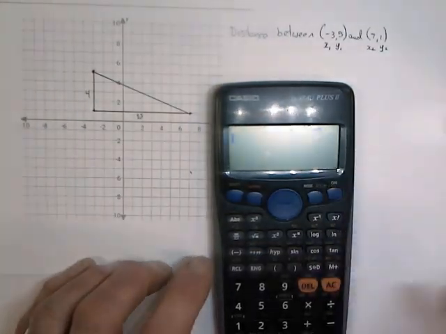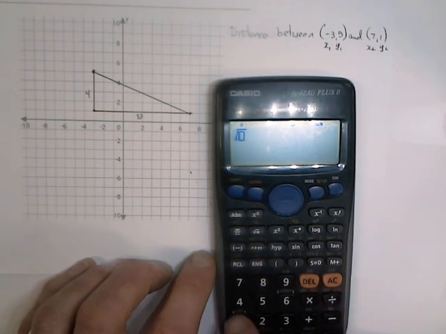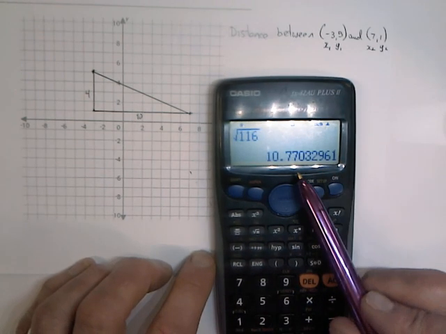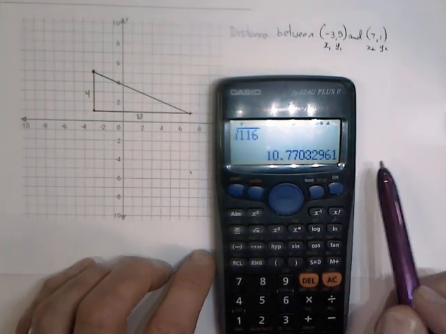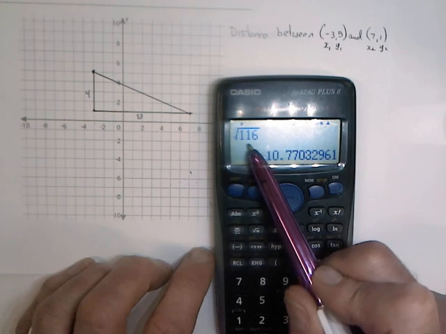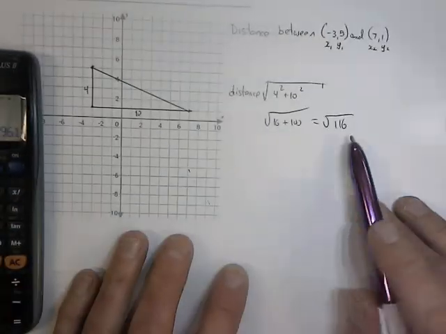Let's have a look here. So the square root of 116, yeah, it's 10.77032961. It doesn't end, it doesn't terminate, it doesn't repeat, so you're welcome to leave it as the square root of 116 as your final answer.